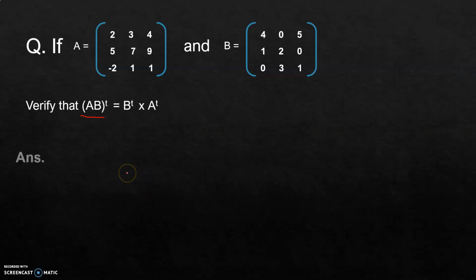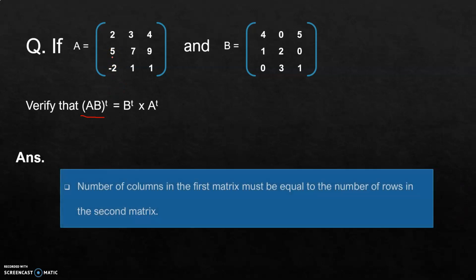Before going to the answer, we need to find whether the given matrices can be multiplied or not. We already discussed the rule of multiplication of matrices, that the number of columns in the first matrix must be equal to the number of rows in the second matrix. The number of columns in the first matrix is 3, and the number of rows in the second matrix is 3. So both are equal. As it is equal, it is multipliable. We can multiply the given matrices.